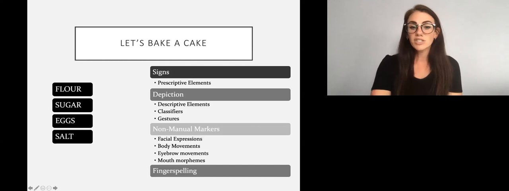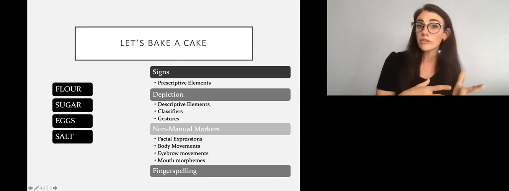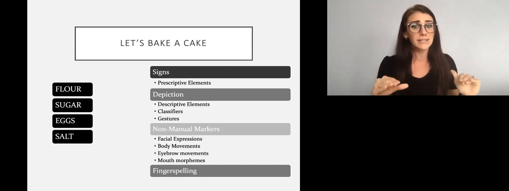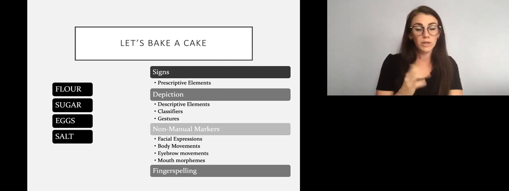And then the last thing is finger spelling, which we talked about being a part of ASL, and it's great if some of you already know ASL, but that's not all ASL is. It's only a very small part, okay?